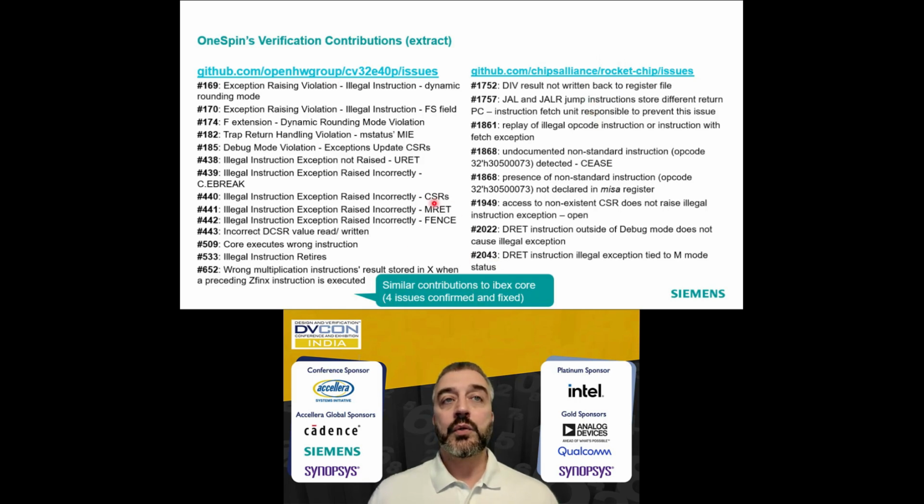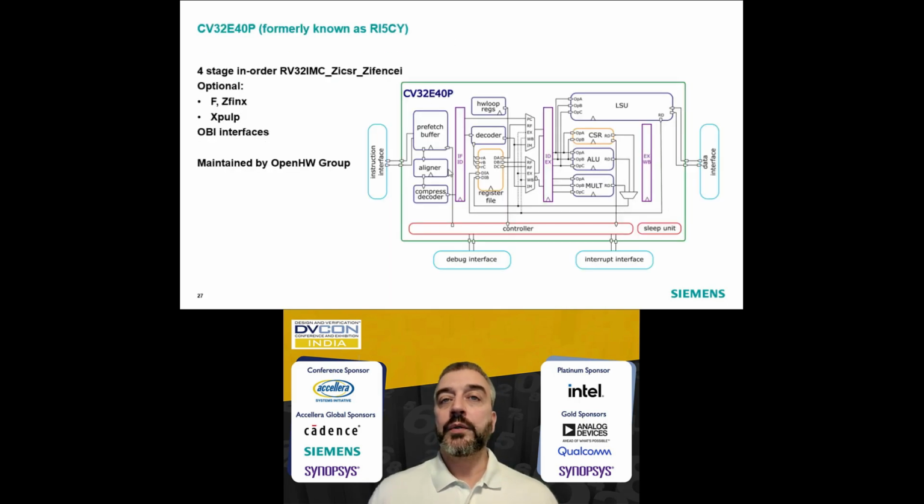And looking at the issues here, there are quite a few related to the privileged spec and also quite a few interesting corner cases for standard instruction execution. And I just want to highlight two in this particular workshop, both on the RISC-V core, the 4-stage pipeline.